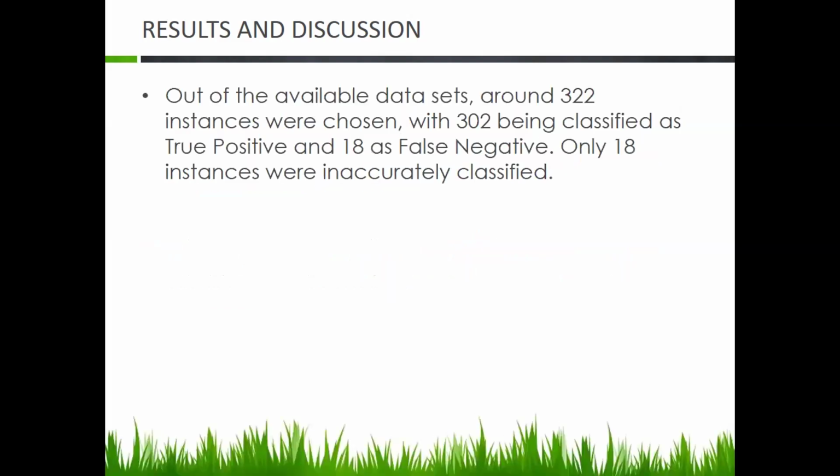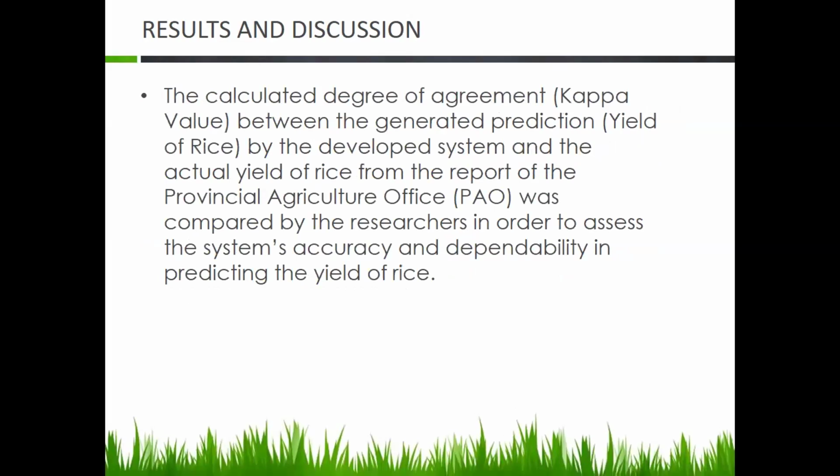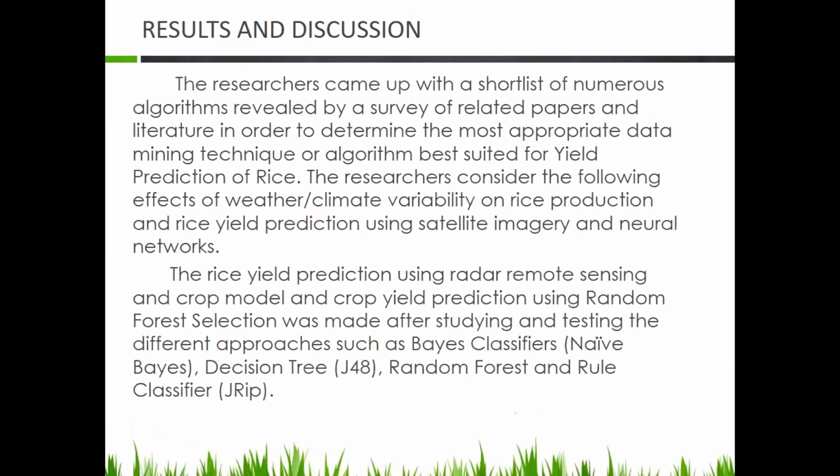So out of the available data sets, around 322 instances were chosen, with 302 being classified as true positive and 18 as false negative. Only 18 instances were inaccurately classified. The calculated degree of agreement between the prediction generated by the developed system and the actual yield of rice from the report of the Provincial Agriculture Office was compared by the researchers in order to assess the system's accuracy and dependability in predicting the yield of rice.